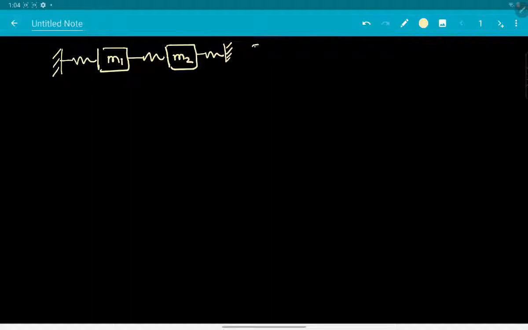Okay, so let's consider the same system that we have talked about. In the earlier case we considered that this is mass number 1 and this is mass number 2, both blocks m1 and m2 have identical masses, and we also assumed that the stiffnesses of all these springs are identical. In that case we ended up with a mass matrix which was m 0 0 m, and the stiffness matrix that we obtained was 2k minus k, minus k 2k, right?